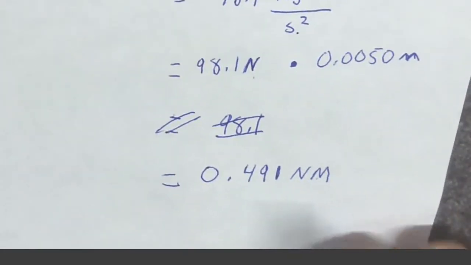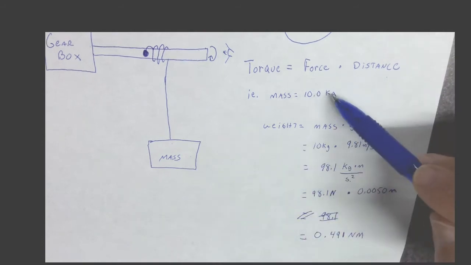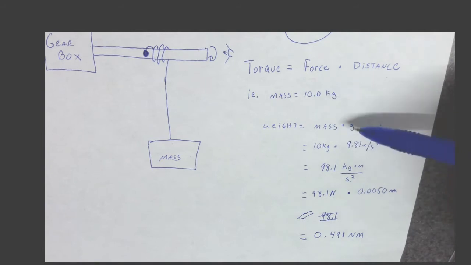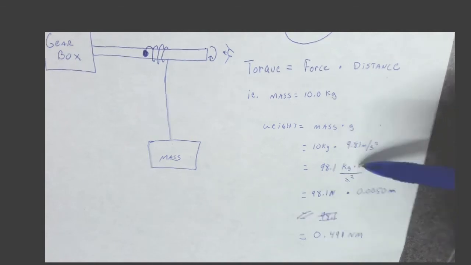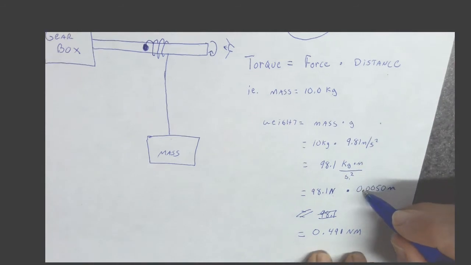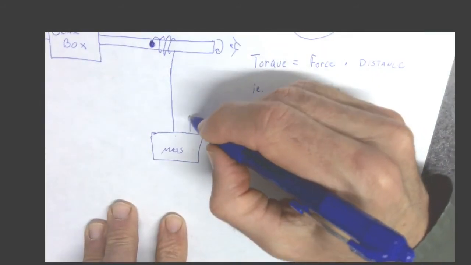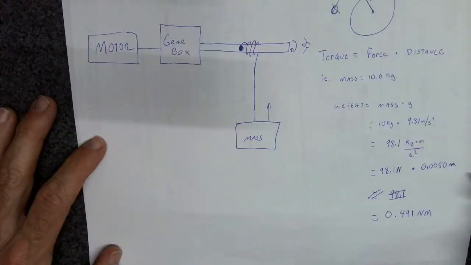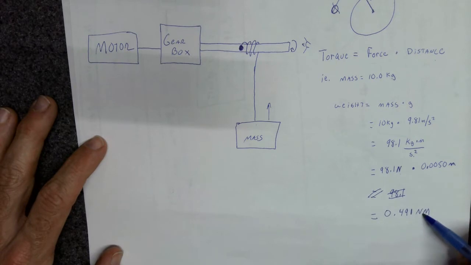So again, we've just done this torque calculation. Force times distance: we plug in a value for the mass of 10, and we convert that mass to a weight by multiplying by acceleration due to gravity. Then we can swap the unit newton in for kilograms times meters over second squared. And then we multiply it by the radius of the shaft in meters. Therefore, we know that we'll need 0.491 newton meters of torque to lift our mass. All right, so we figured out that to lift this 10 kilogram object, we would need 0.491 newton meters of force.